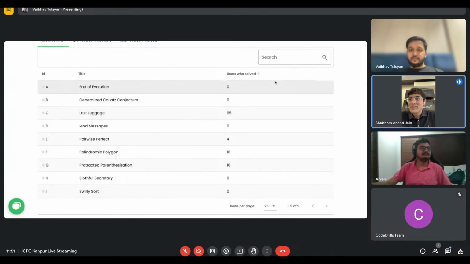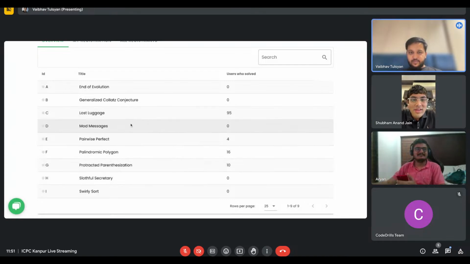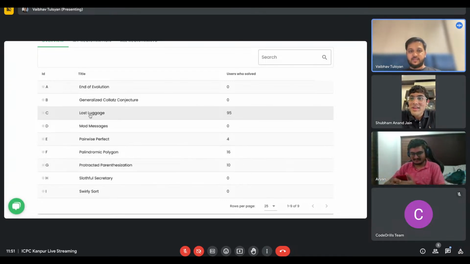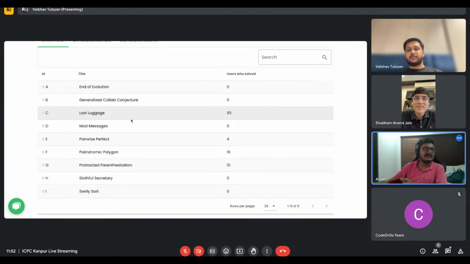I see. What is the distribution of the topics that have been solved so far? C is just brute force or ad hoc. F is geometry. G, I believe, is also ad hoc. Is that right, Arya? G, which one? Protracted Parenthesization is more ad hoc, or probably a DP, or we can say prefix suffix and something like that. If you want to give a tag, we can give it a DP. That's not required, but yeah.